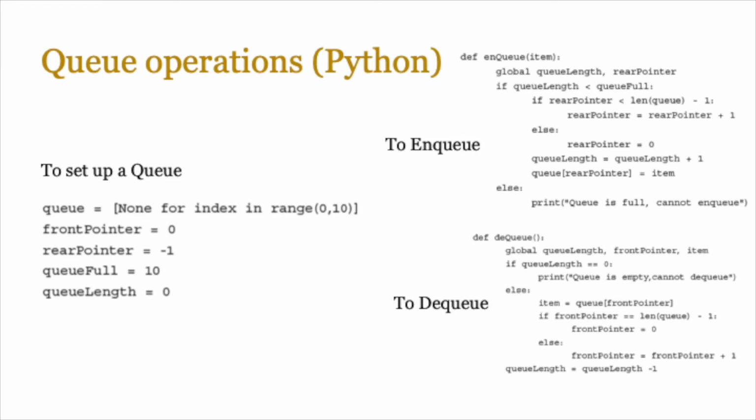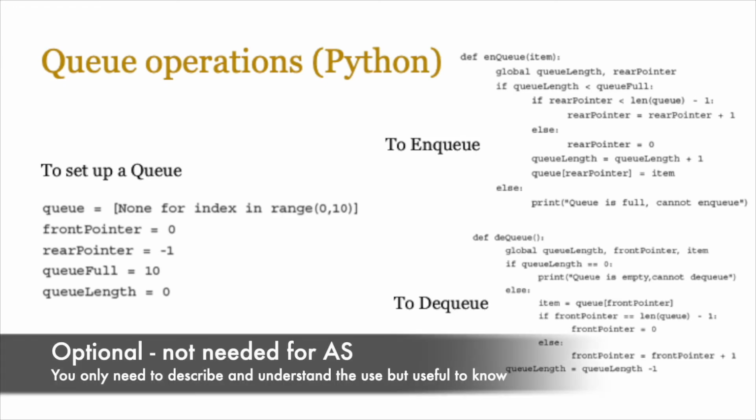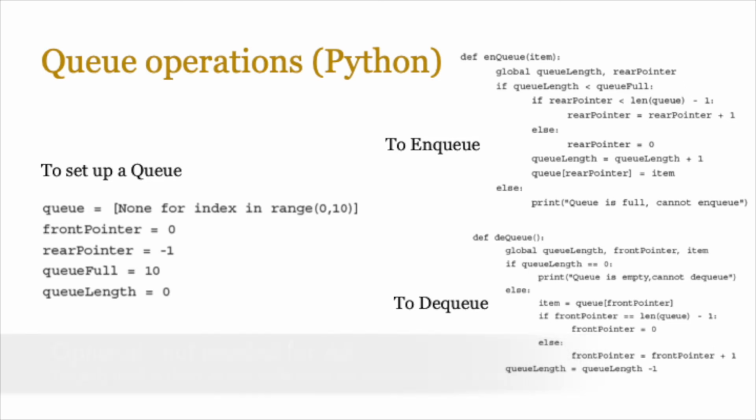Now to code a queue in Python, you need to apply a similar approach as a stack. A queue is basically an array or a list. You have your variables front and rear pointers, your queue full and your queue length. You have two definitions, one's called onQueue, the other one's called dequeue, and then using nested if functions you code it. So pause the video, look at the code and try to see if you can implement this in Python before you move on.